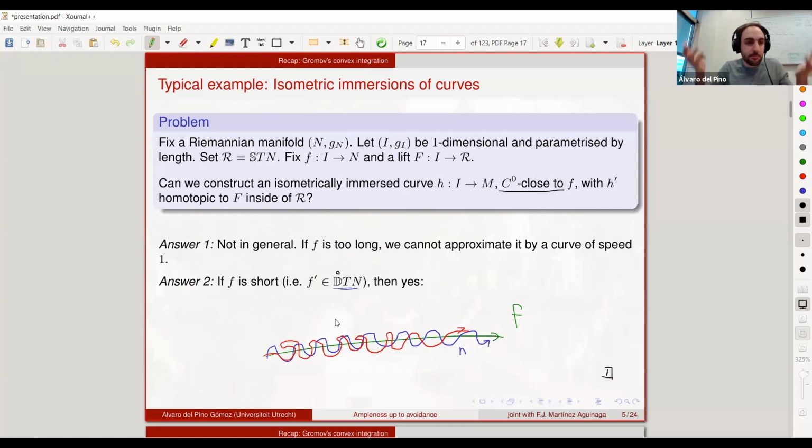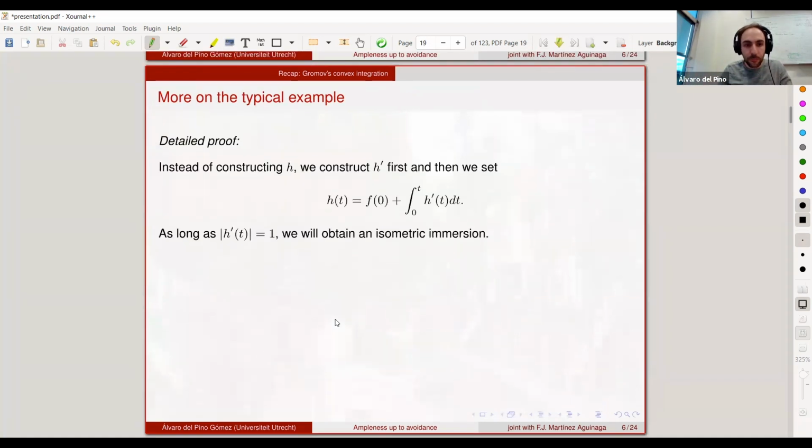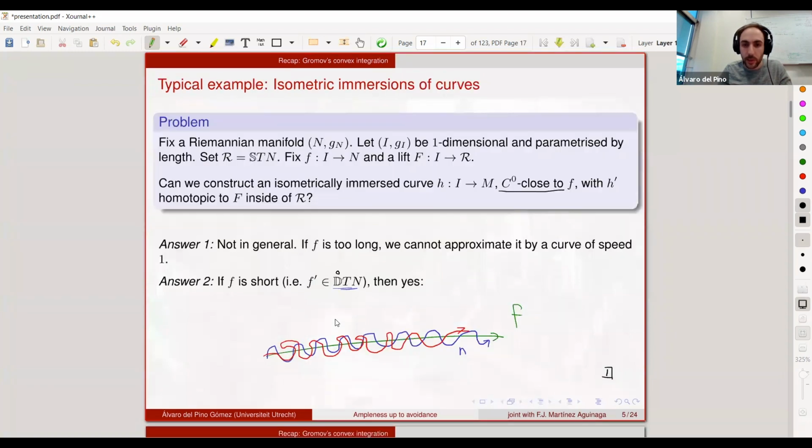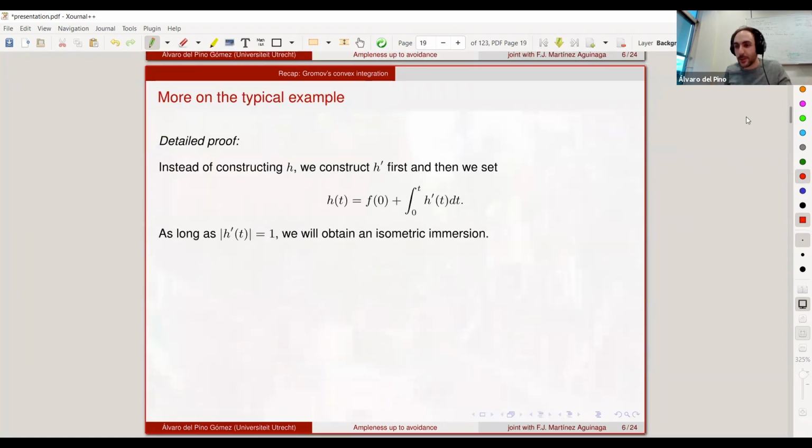So let me point something out. In order to construct H, there are 3 things I want: I want isometry, I want C0 closed, and I want homotopic to big F. The claim is that isometry is actually quite easy.